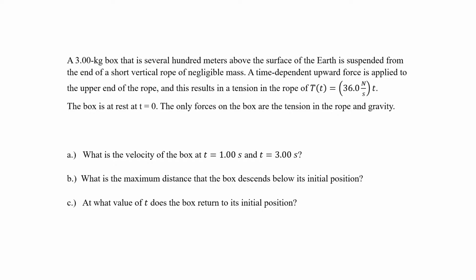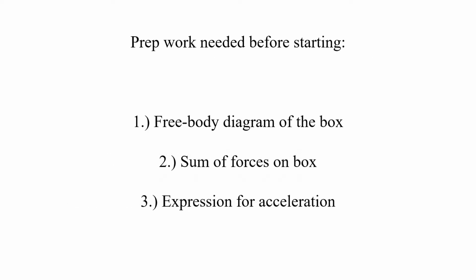So before we calculate anything in part A, we need to do some prep work. We need to figure out the free body diagram of the box. We need to do the sum of the forces on the box with Newton's second law, and we need to get an expression for the acceleration, because we can't do any kind of kinematics here. There's no constant acceleration occurring with this time-varying tension.